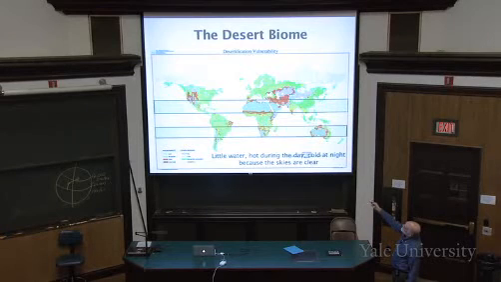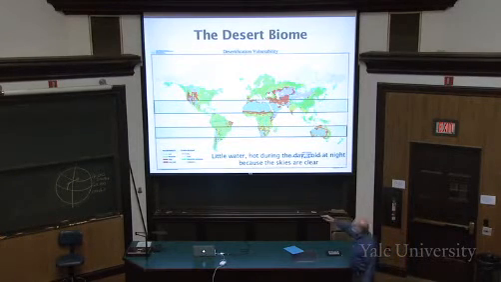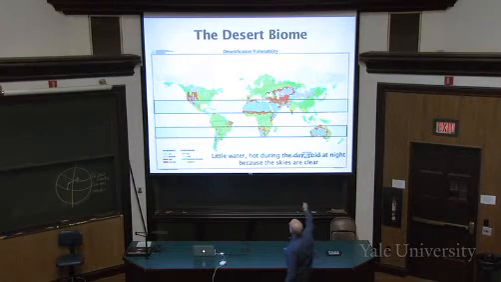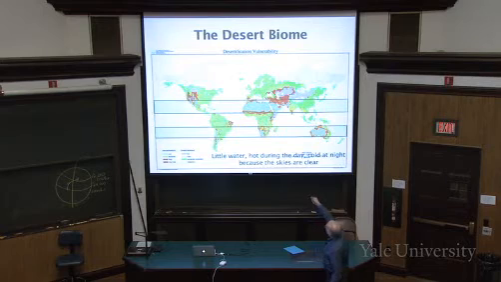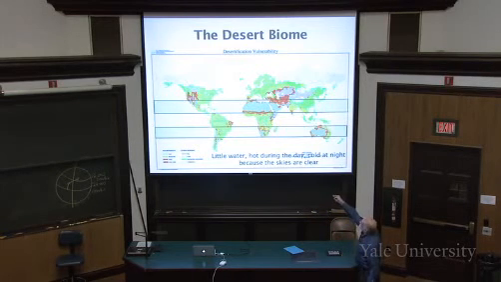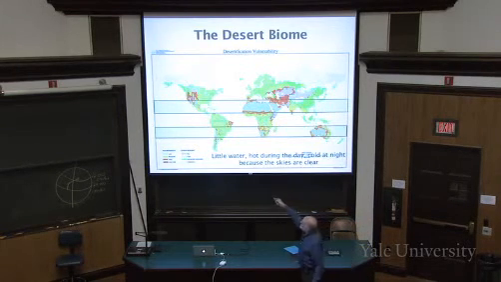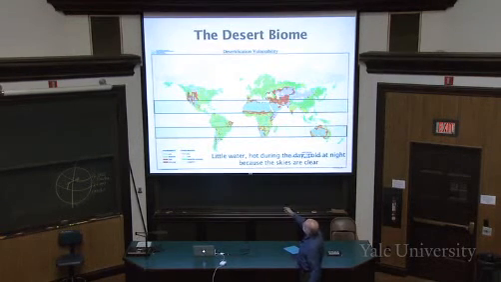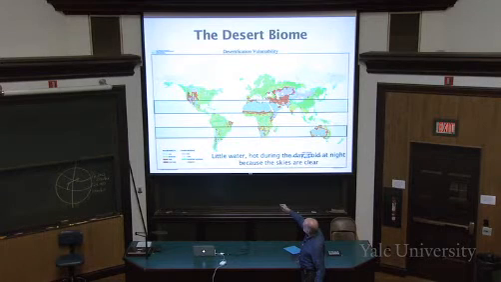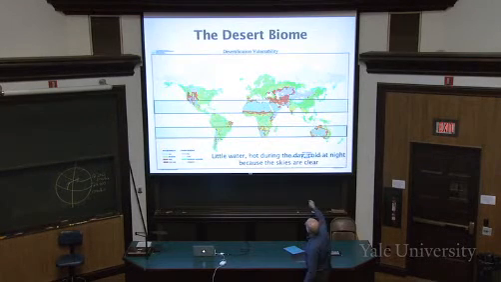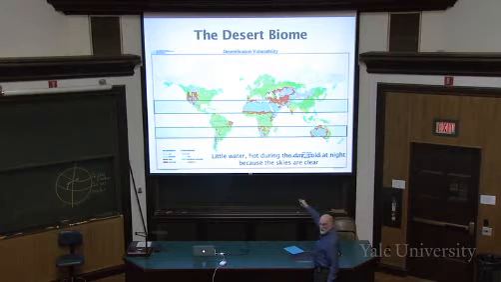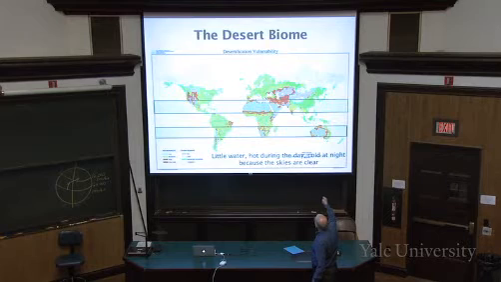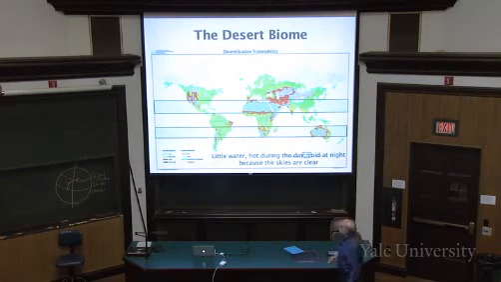One of them is the desert biome, and one tends to find deserts at about 30 north and about 30 south. So of course the Sahara and the Arabian Desert are at 30 north. The deserts of Mexico and Arizona are at about 30 north. The Chilean and Peruvian deserts, the Atacama Desert, are at about 30 south. The Kalahari and the Namib are at about 30 south. And the Great Central Desert of Australia is at about 30 south.